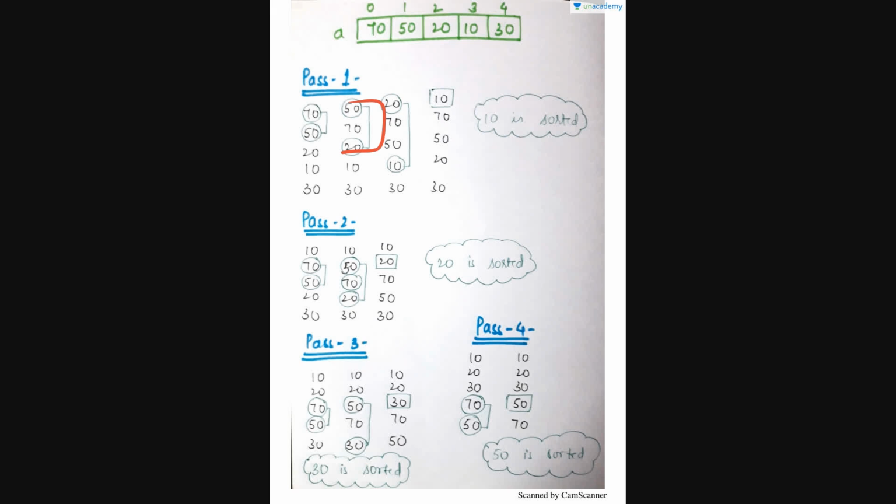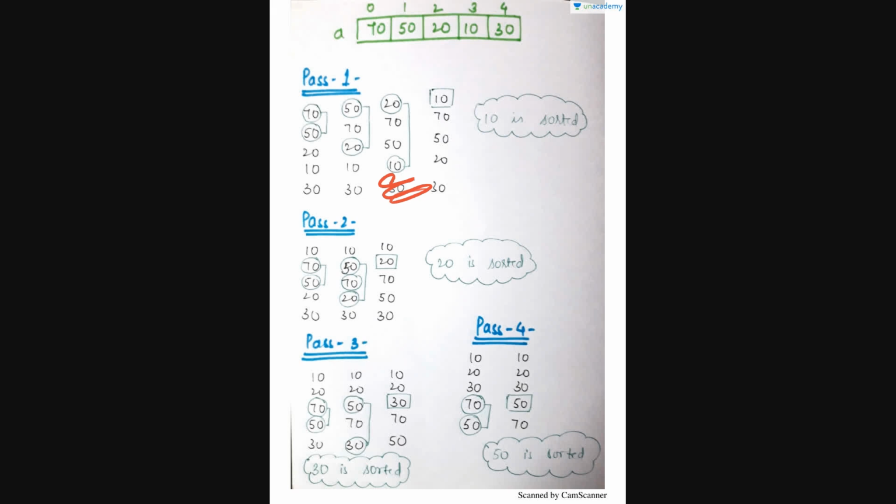So after that, 20. We have to check for the number smaller than 20. 70 is there in the second place, that is larger. 50, that is also obviously larger. Then the third position, we have 10. So 10 is obviously smaller than 20. So 20 and 10 will be swapped. So 10 will go into the place of 20 and 20 will come into the place of 10. Then 10, 70, 50, 20, 30 is the sequence we get.